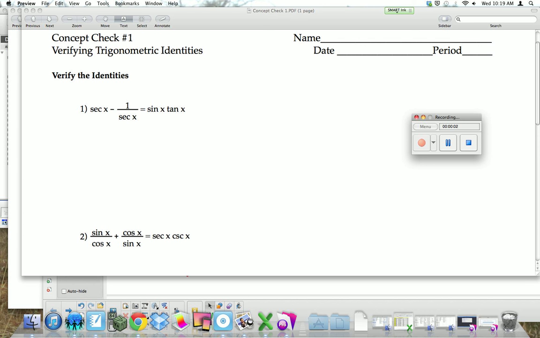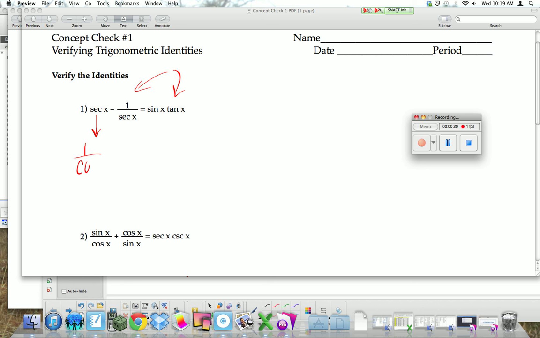So let's take a look at concept check number 1. This was the verifying identities one. So, reminder of some hints. First of all, noticing that all these are in different things like sines and cosines and tangents. Get things into like terms. So I'm going to start by changing things to sines and cosines.